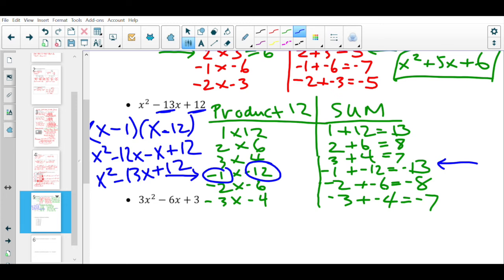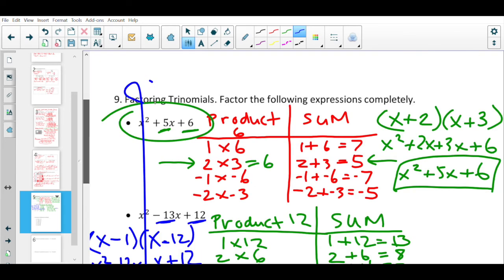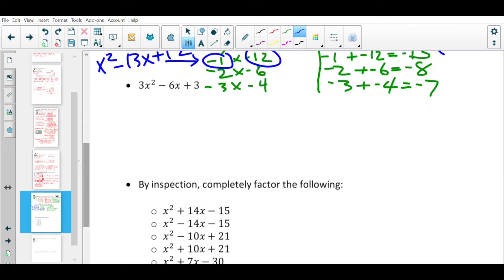All right. Last one, a little bit of a wrinkle here. So we have 3x squared. Oops, what happened there? All right, let's go here. We have 3x squared minus 6x plus 3. So we need to factor a 3 out first. That's x squared minus 2x plus 1. And so we're going to ask the question, what multiplies to 1 and adds to negative 2?